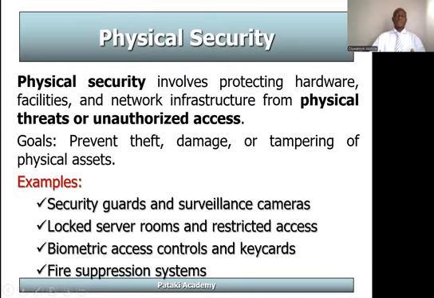Physical security, what is physical security? Physical security involves protecting hardware, facilities, and network infrastructure from physical threats and unauthorized access. The goal is to prevent theft and damage. Examples of this are security guards or surveillance cameras, locked server rooms with restricted access, biometric access control and key cards, and fire suppression systems.